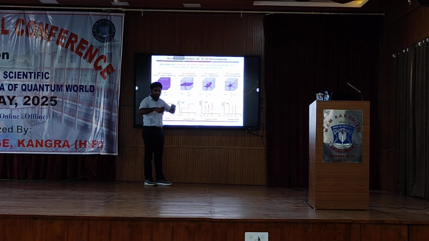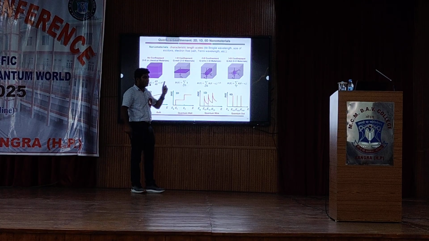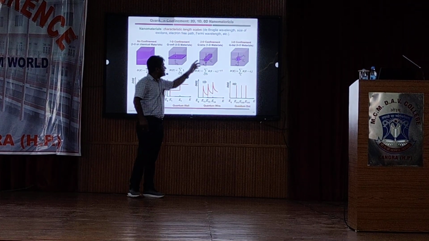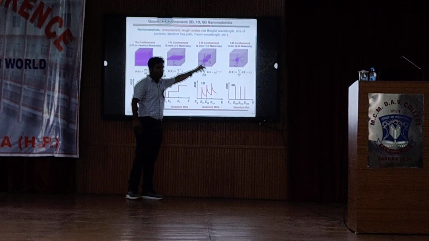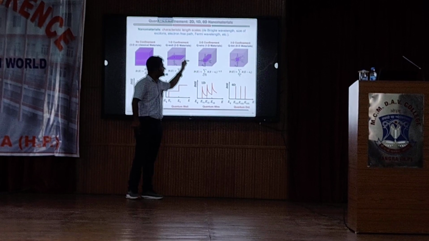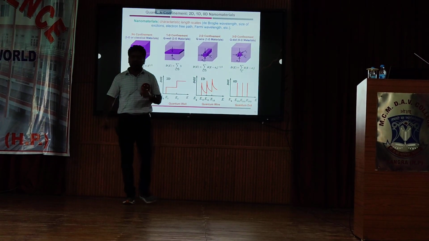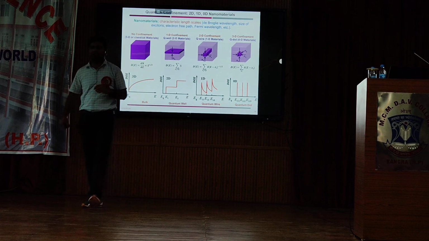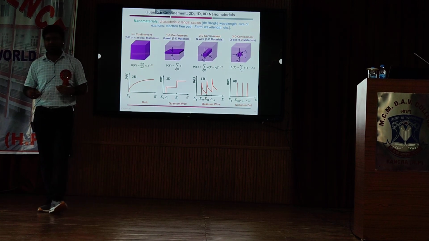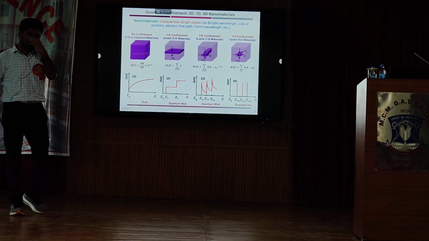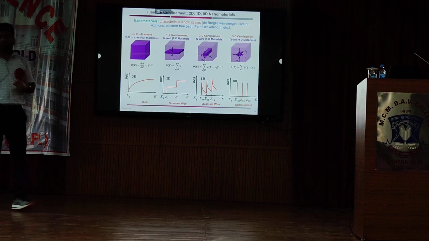It means the electron is free to move in 2 directions but confined from 1 direction. And now if we confine the motion of the electron from 2 directions in such a way that the electron is free to move only in 1 direction, that is the 1D material. And if we confine the motion of the electron from all the 3 directions, then we call it a 0D or quantum dot.